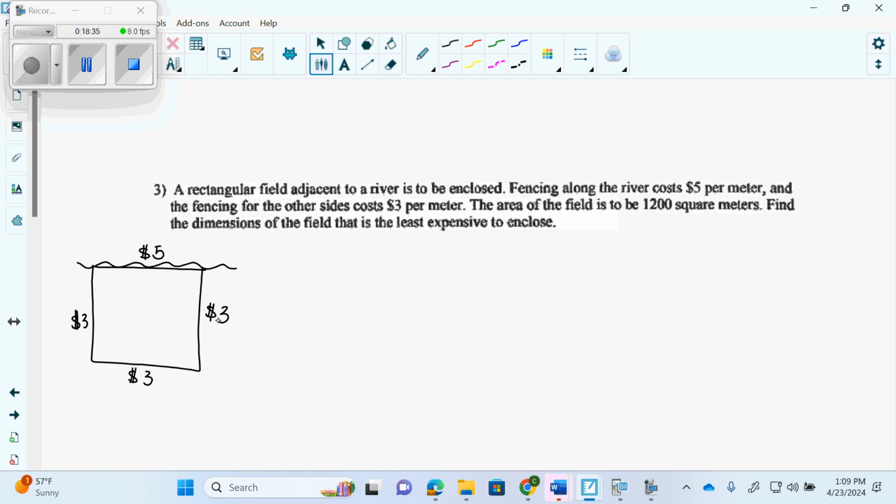We have to give different lengths and widths to this, correct? So I'm going to do let statements, which I should have done in the other ones, but I'm going to do it here because I'm going to label something different. I'm going to label this one, let's say X. So I'm going to say let X be the length of the fencing parallel to the river.